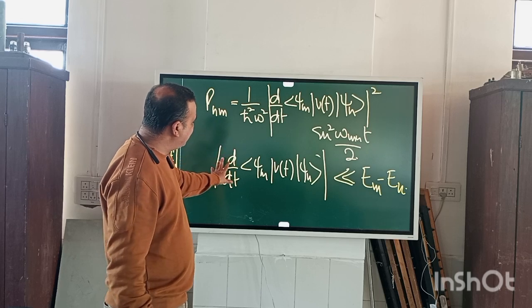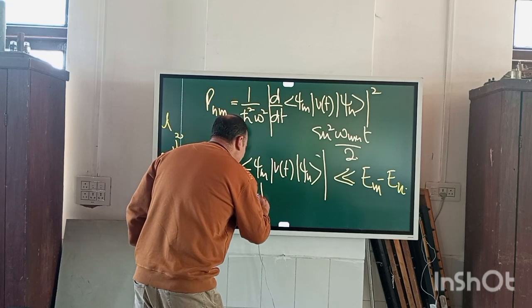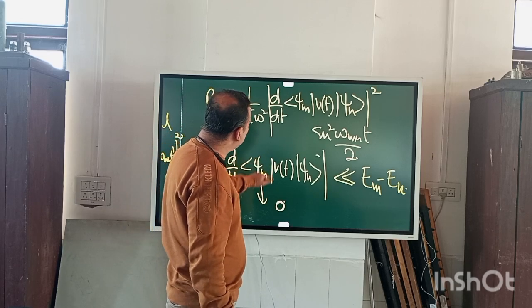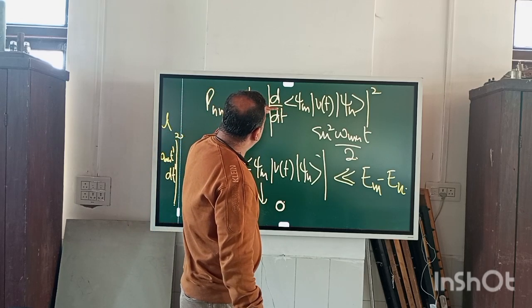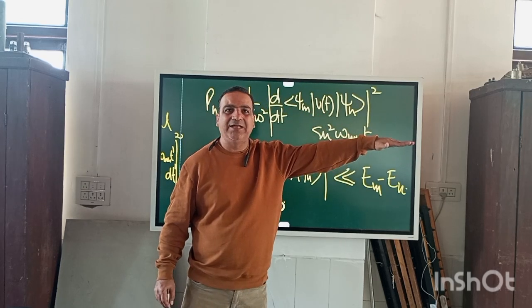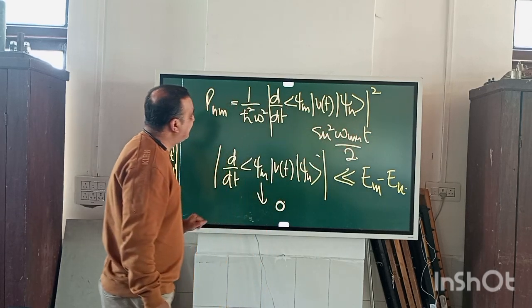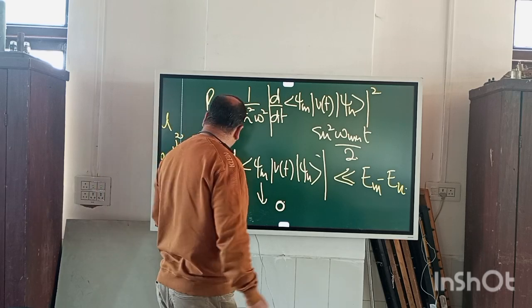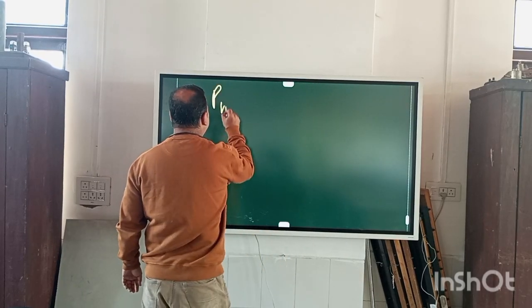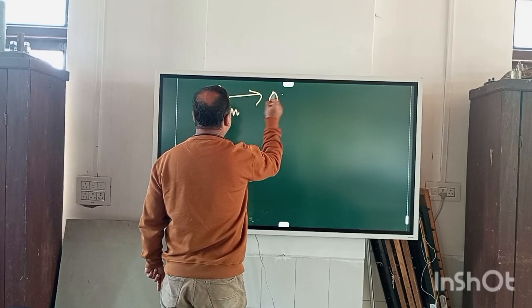So what does this reflect? This reflects that the term on the right-hand side will also tend to zero if the variation of the perturbation is chosen such that it almost behaves as a constant. If it behaves as a constant, then this whole term is going to tend to 0. So what do we achieve from this? This P_mn, the probability of the transition, will tend to 0.